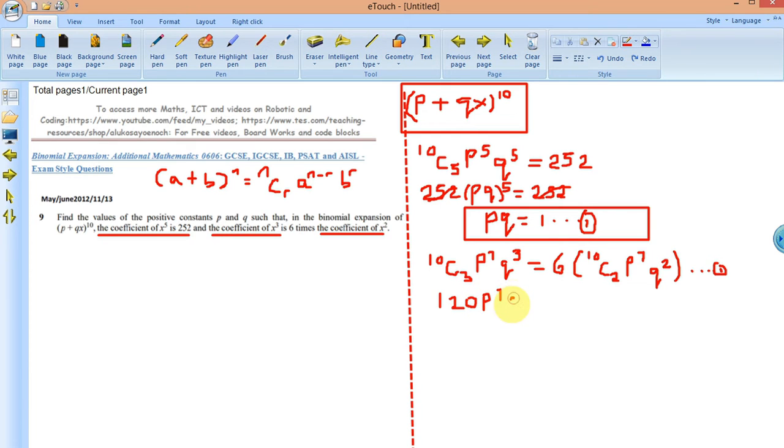Q raised to the power of 3. This is actually qx raised to the power 3, so it's the coefficient of something like that of 3. But it's the coefficient we are working with. 10 combination 2 is what? 10 combination 2 is 45. Then 45 times 6, that is 270. So 10 combination 2 times 6 is 270.